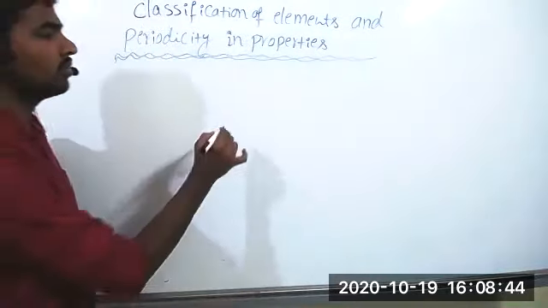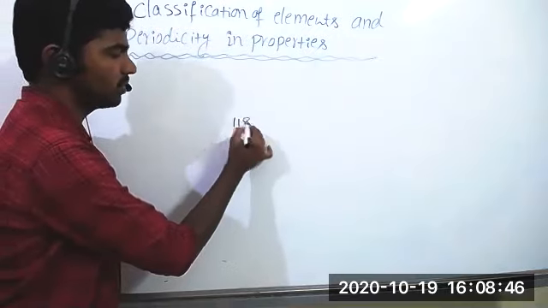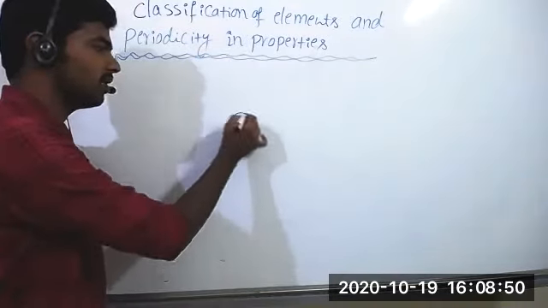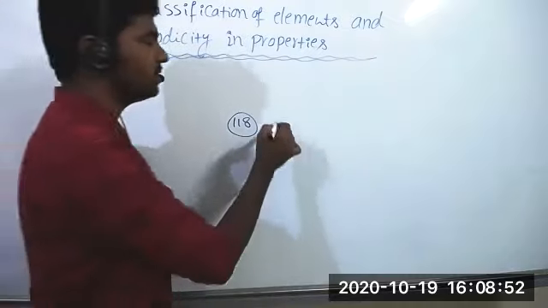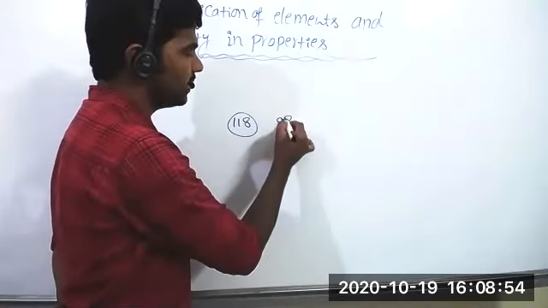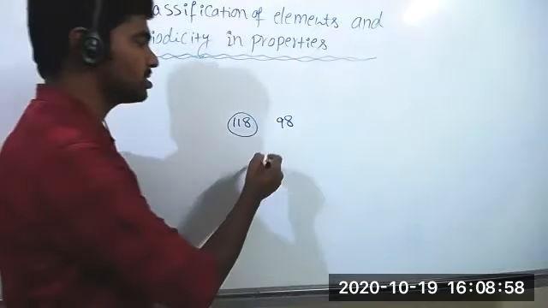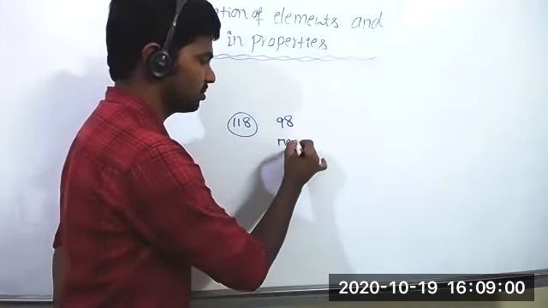So till now, we know 118 elements are known. In these 118 elements, 98 elements are naturally occurring elements. Then the remaining elements are man-made elements.